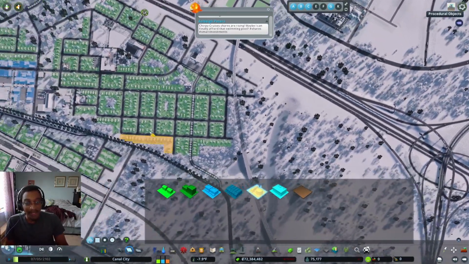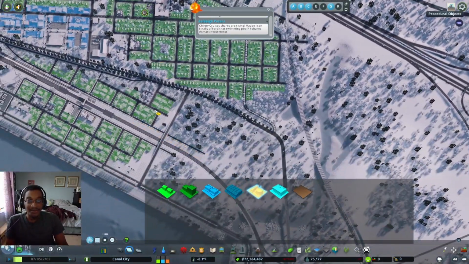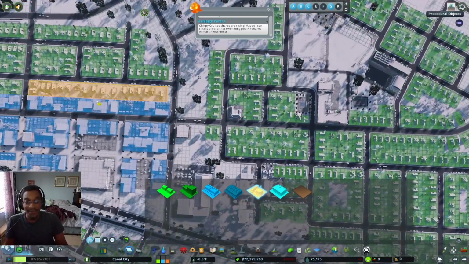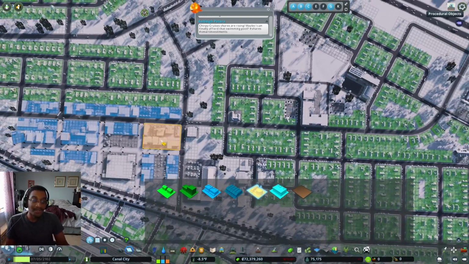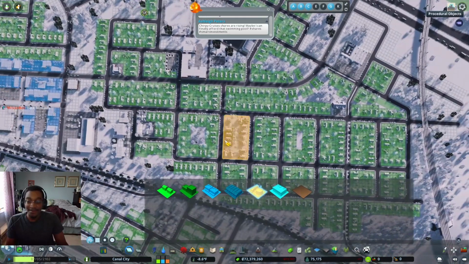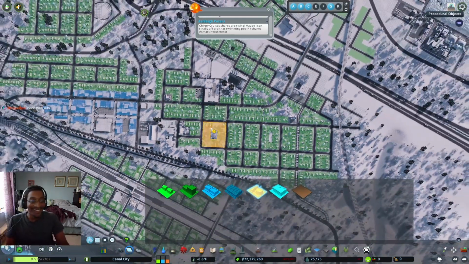You want to place this away from your residential. You can put it by commercial. It's fine. You might decrease happiness, but you'll definitely decrease happiness and increase pollution. Oh, there you go.